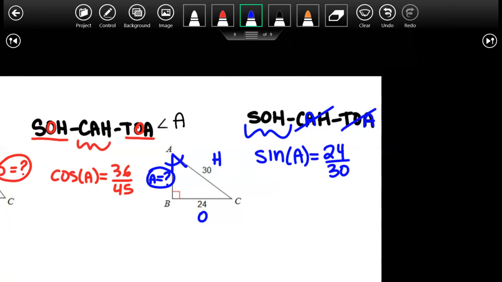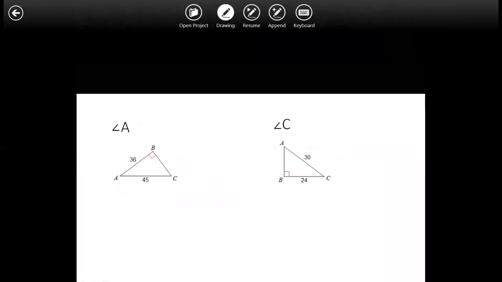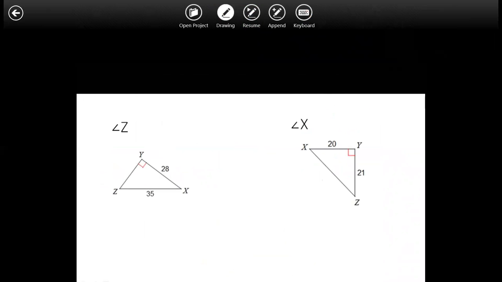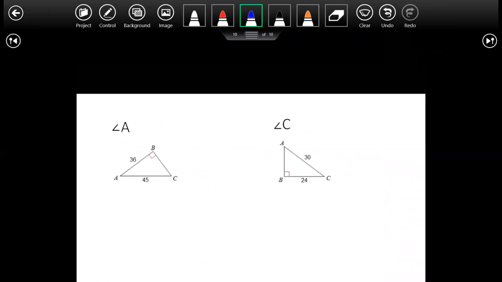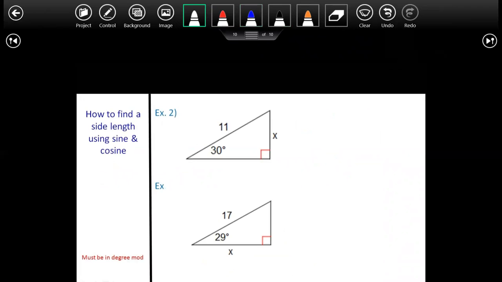Now, are we cool with this? Let's get to the real problems. If you can understand how to do this, the real problems are no harder. Hold off. Look at these ones. Go ahead and copy these down. We're going to do both of them, and I'm going to give you guys your homework because this is it.